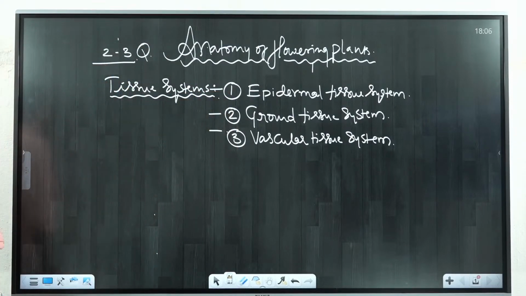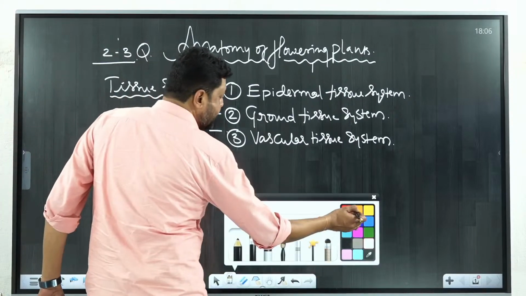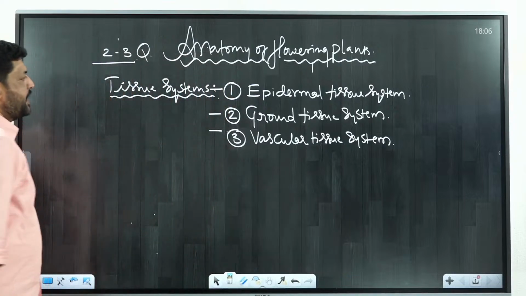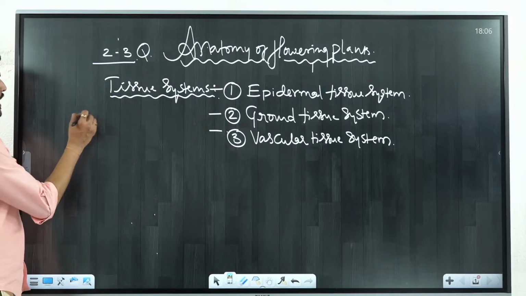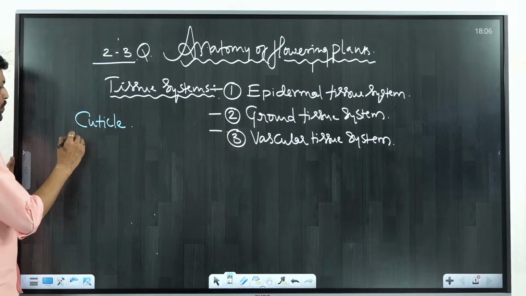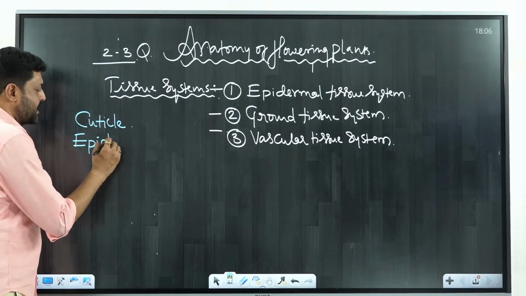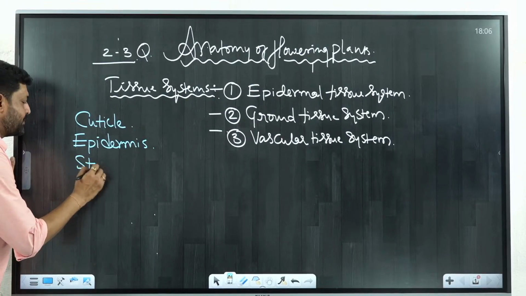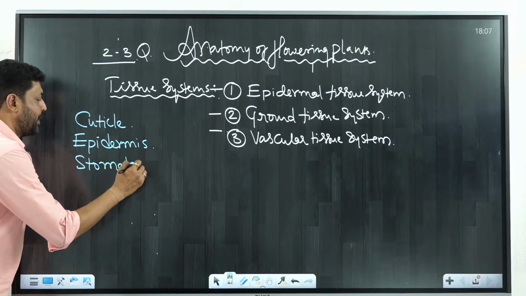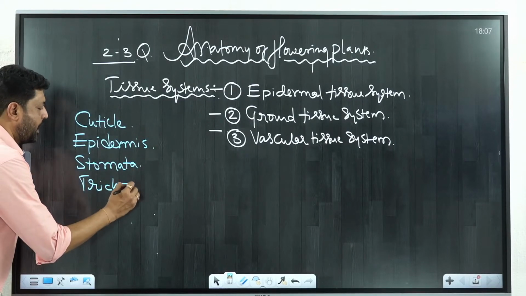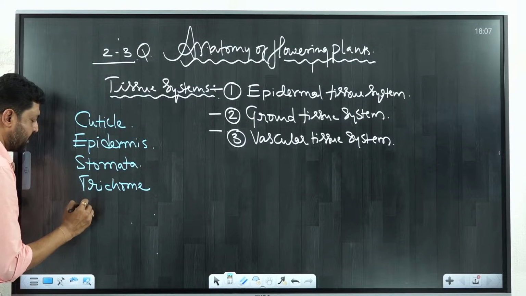So what is the epidermal tissue system? All the tissues that are connected with the epidermis come under the epidermal tissue system. The first one is the cuticle layer. The second one is the epidermis itself. The third one is stomata. The fourth one is trichomes. And the fifth one is root hairs.